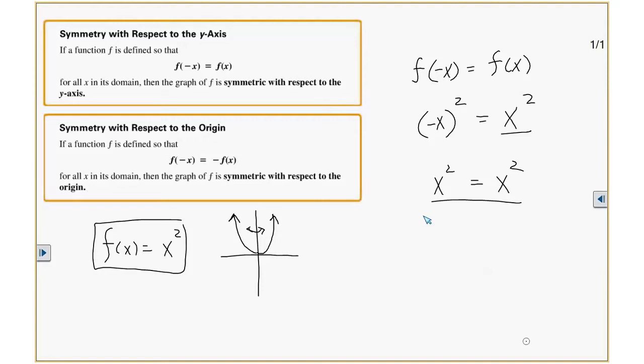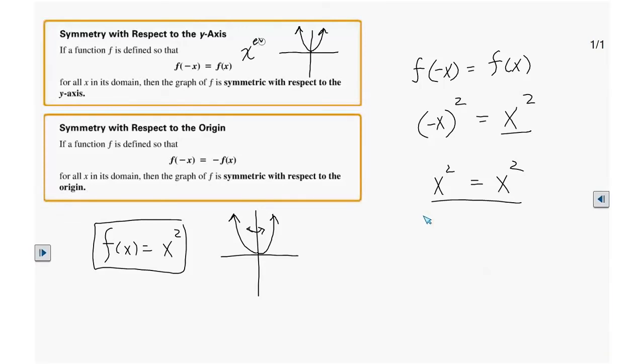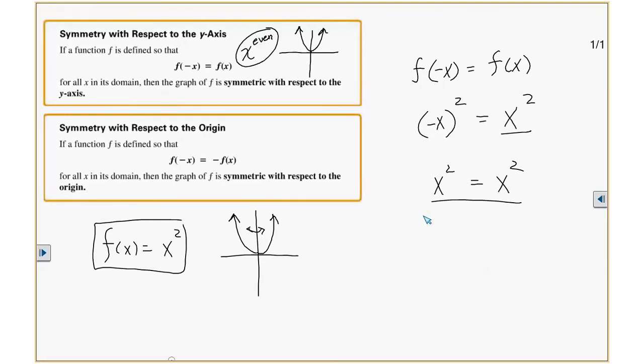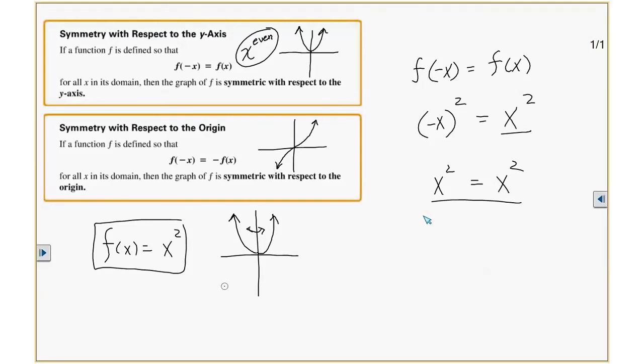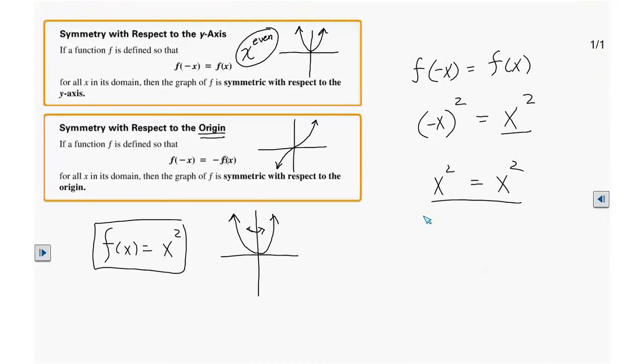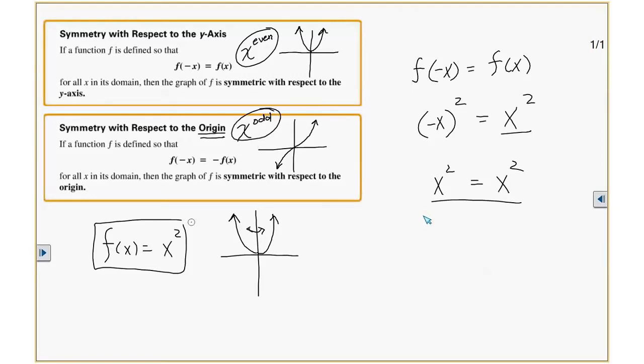If it's not symmetric around the y-axis, then you check the second test. This is an example of symmetric around the y-axis, which is all your x to the what function? All your even functions. This one is symmetric around the origin, and that's a lot of your x to the what? Odd functions. So let's check that.